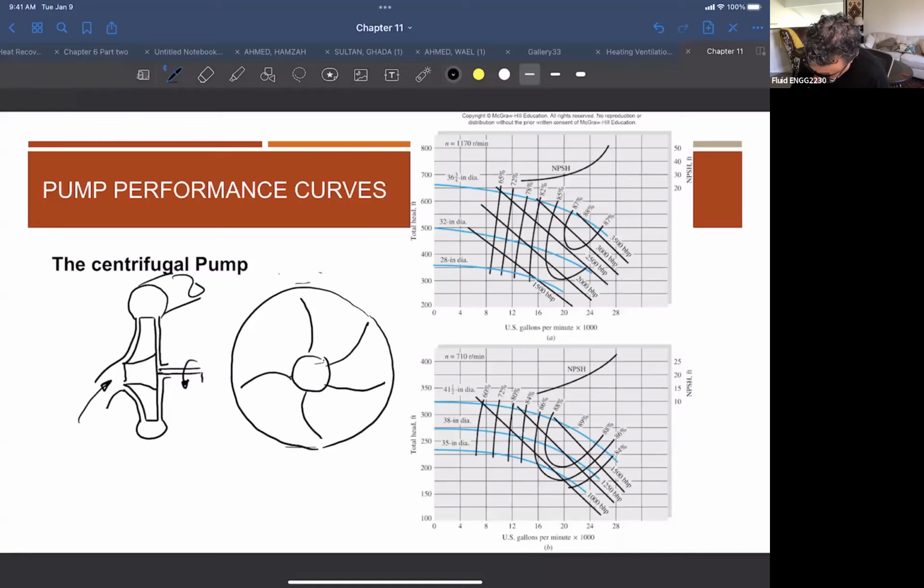Right. So this is rotating in this direction, right? So this is what we call the impeller here, right? You might expect that some of these centrifugal pumps can operate with variation in this impeller diameter. So this is what we call the impeller diameter. So this is the impeller.